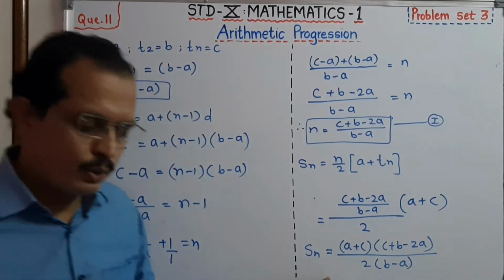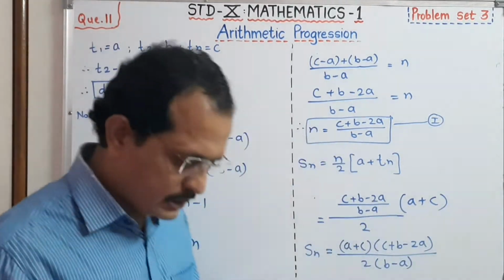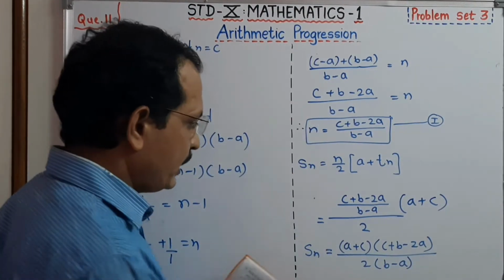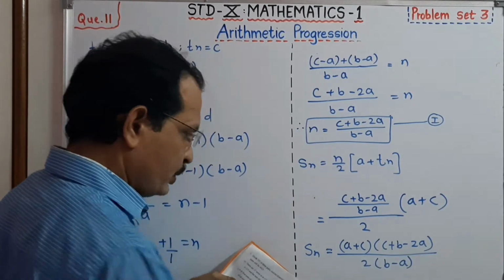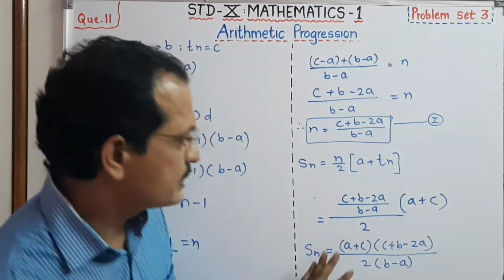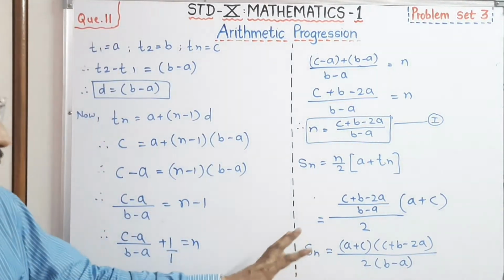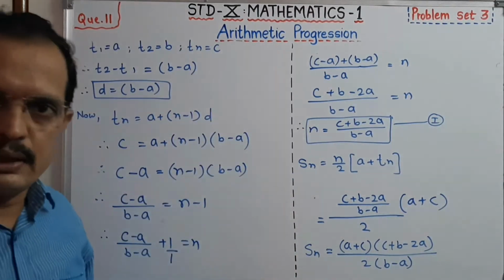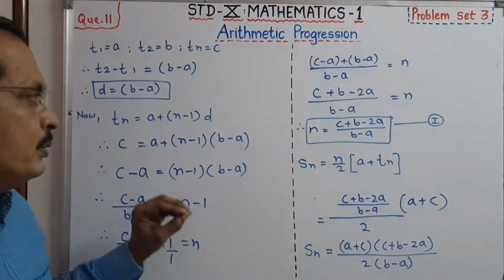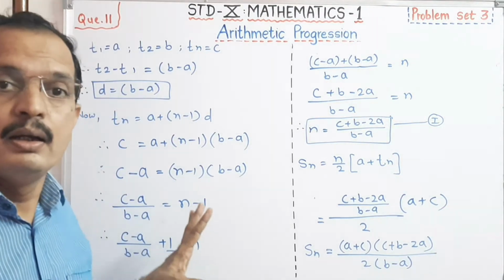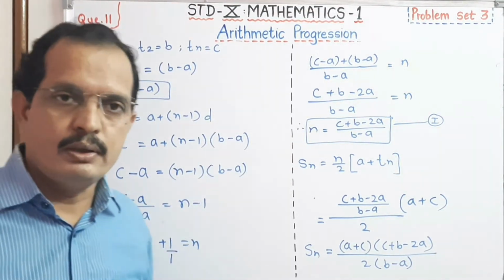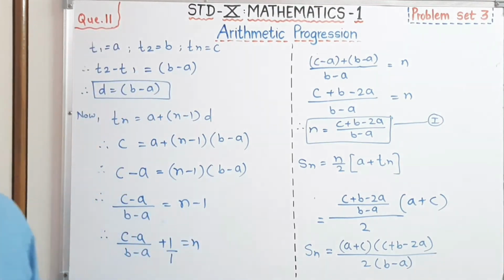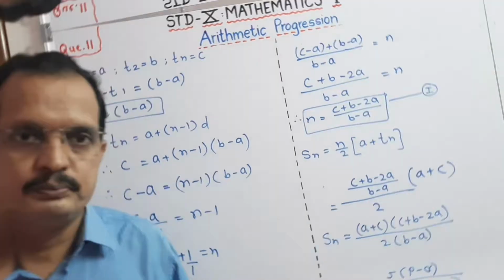Now this we have to prove. What is to prove? See here, we have to prove Sn is equal to A plus C into C plus B minus 2A upon 2 into B minus A. This is the sum. Dear student, go through this sum again, write it 2 times, 3 times and try to understand how we solve this. It is important.